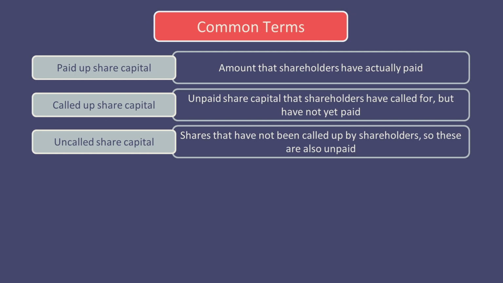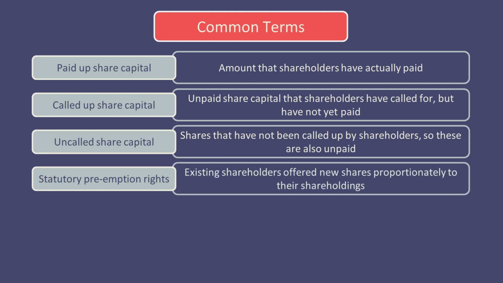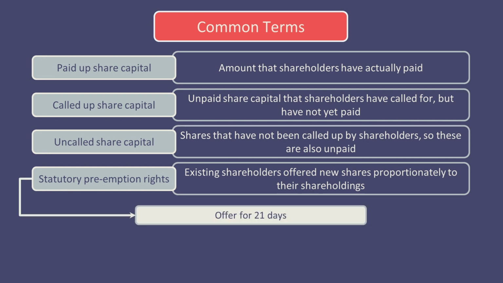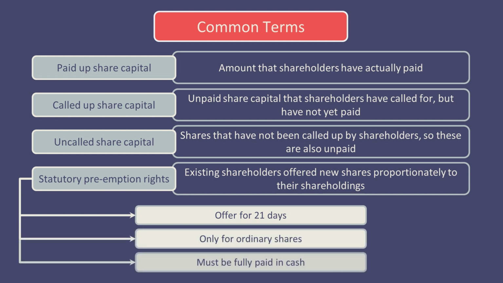Companies sell shares primarily to raise funds. To not dilute individual shareholders' control, statutory pre-emption rights apply, where the existing shareholders are offered new shares proportionately to their shareholdings. This offer is for 21 days and is only for ordinary shares which must be fully paid for in cash. Statutory pre-emption rights, however, can be disapplied. If this happens, the company may have a rights issue.